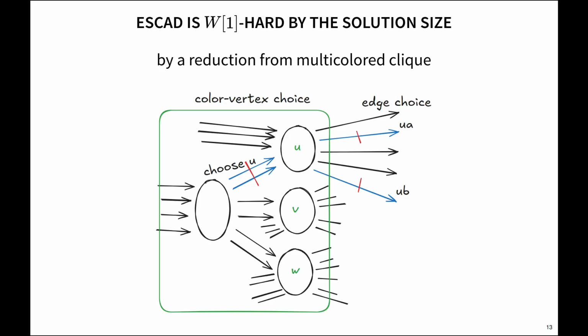And this is how we model choice inside a color class while doing a reduction from multicolored clique. So for each color class, you have this choice gadget. On the right side here, you have different vertices of the same color. And by cutting the path to it, you choose that vertex. From that vertex, then, you propagate these choices to choose the edges.